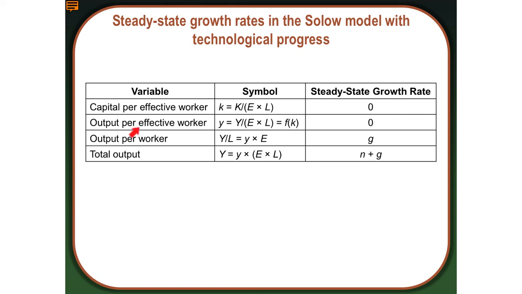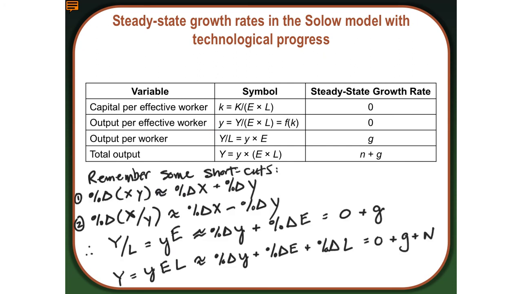Output per effective worker, little y, right? So remember, little y is a function of little k. In other words, it's equal to f of little k. So if capital per effective worker is not changing, then output per effective worker is not changing.